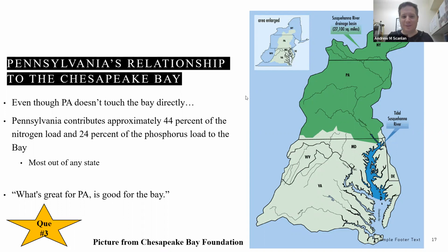All right, so 3 out of 3, Susquehanna. Very good, y'all got it correct. Susquehanna River, largest tributary of the Chesapeake Bay. What state do you think the Susquehanna River goes through? Pennsylvania.